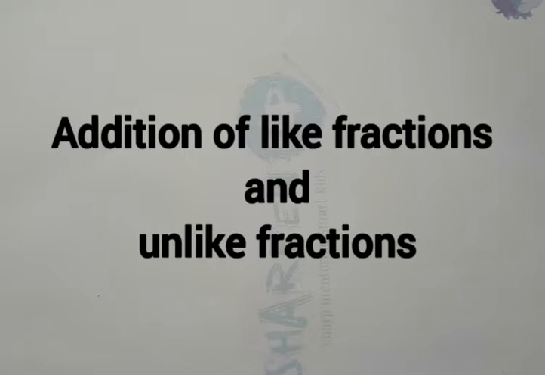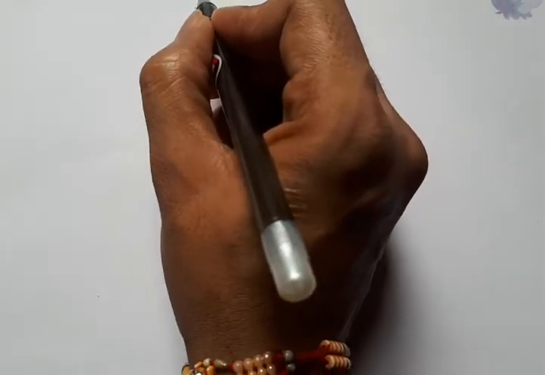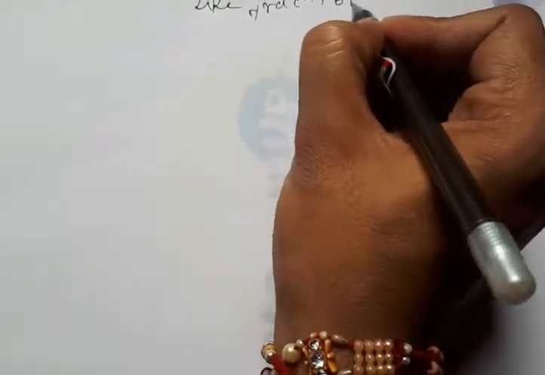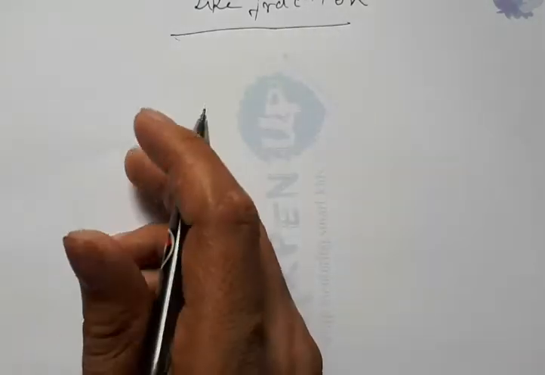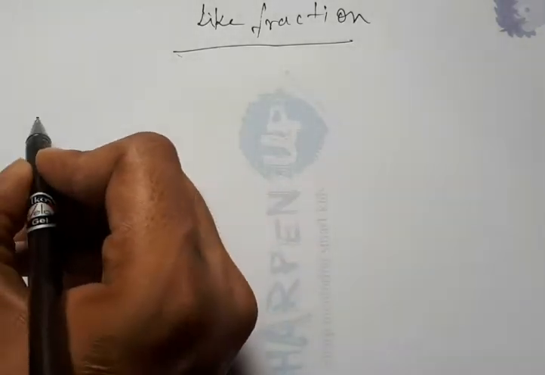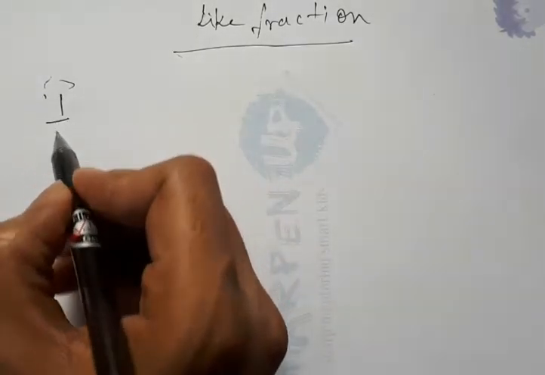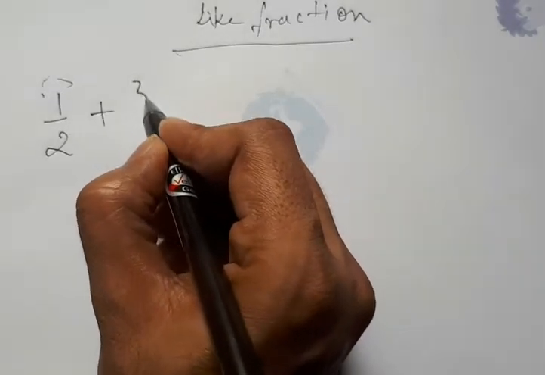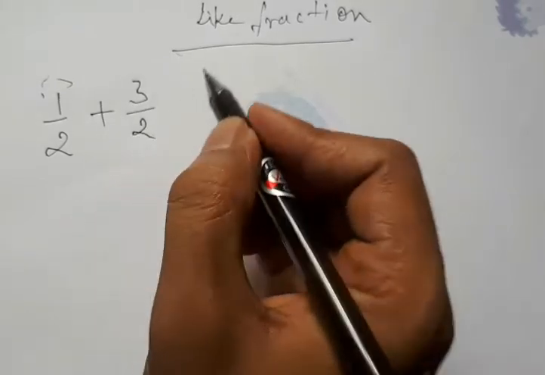Now understand how to add two fractions. We could have two conditions: we could have two like fractions to add, or we could have two unlike fractions to add. So first, take the first condition. Suppose I have like fractions to add. Suppose one is 1/2 and I have to add 3/2.